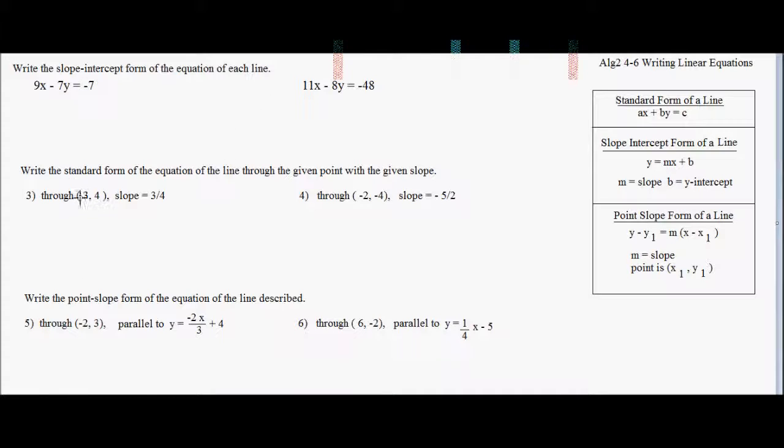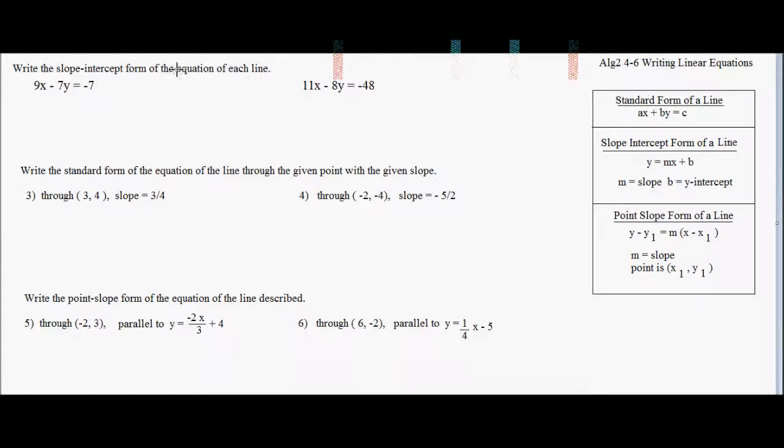And then we write the standard form of the equation of a line through a given point with a given slope. So notice we have a point and a slope. So now we're going to use the point slope form of a line. Point slope form, we're given a slope and a point. And then finally, they're going to ask us to write the point slope form of a line given a point and a line that's parallel to the line going through this point.